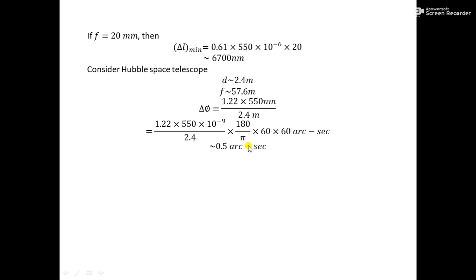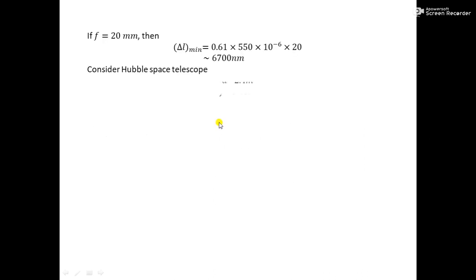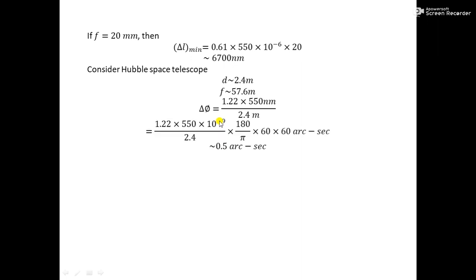Also, by decreasing the wavelength, we can decrease delta phi and correspondingly increase the resolving power, because the expression that we get is delta L equal to 1.22 f lambda by d. So lambda is a function which will increase or decrease the resolving power of the instrument. Using ultraviolet rather than visible light in microscopy allows for perception of finer details.